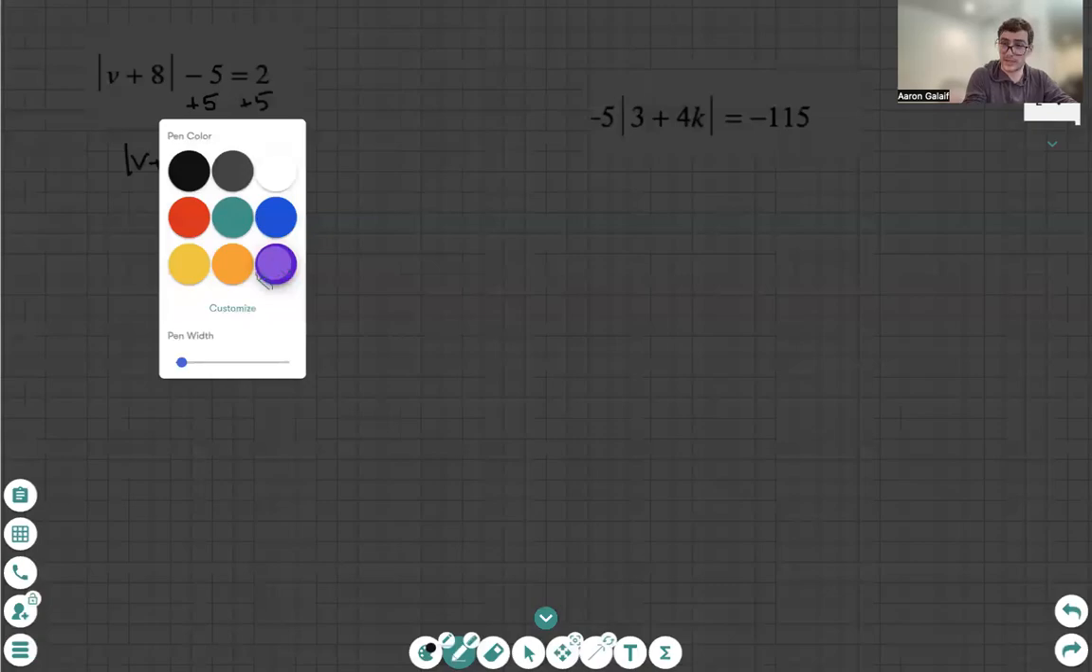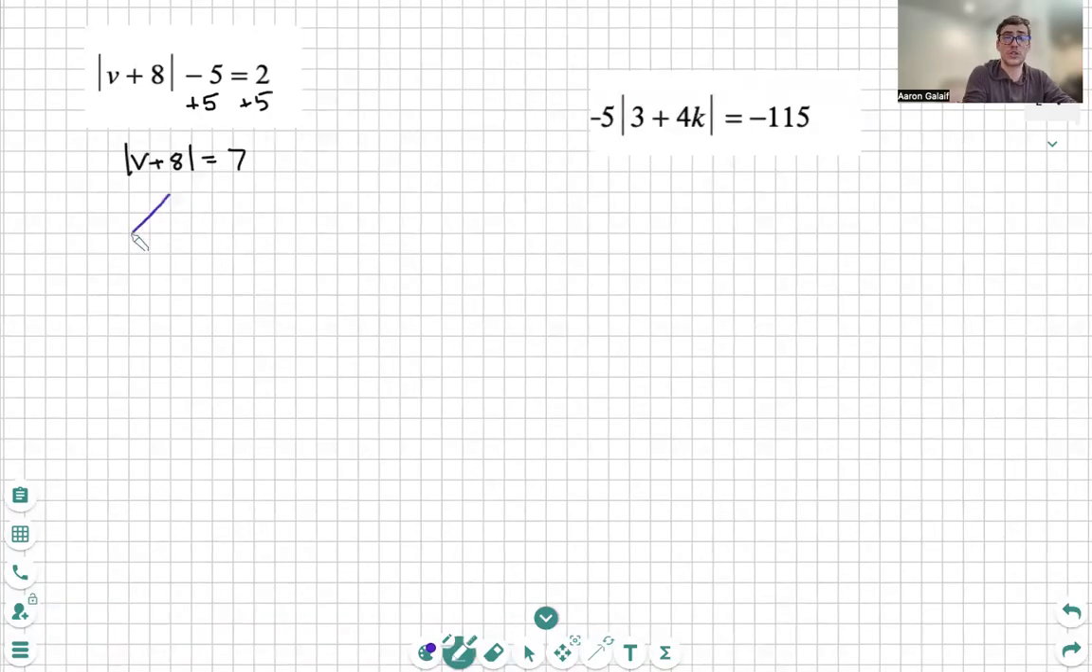At this point, all we need to do is create two equations, one for a positive, one for a negative, and that is all. So we are going to take v plus 8 equals 7. If you notice, for the positive one, nothing has changed. And then for the negative one, the left side stays the same, only the right side becomes negative. That's all we're going to do.